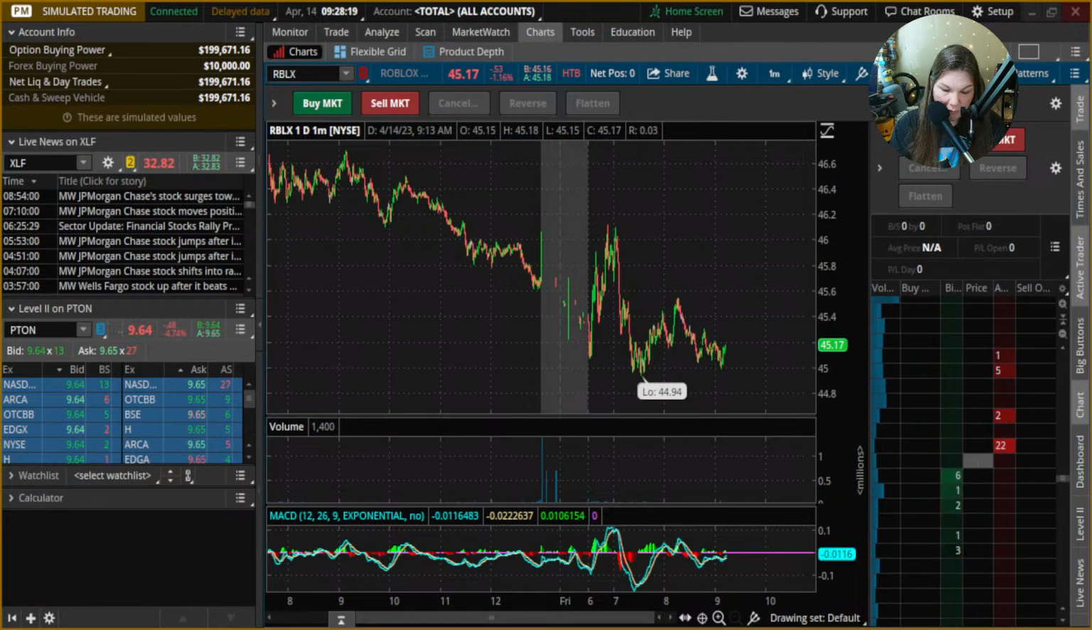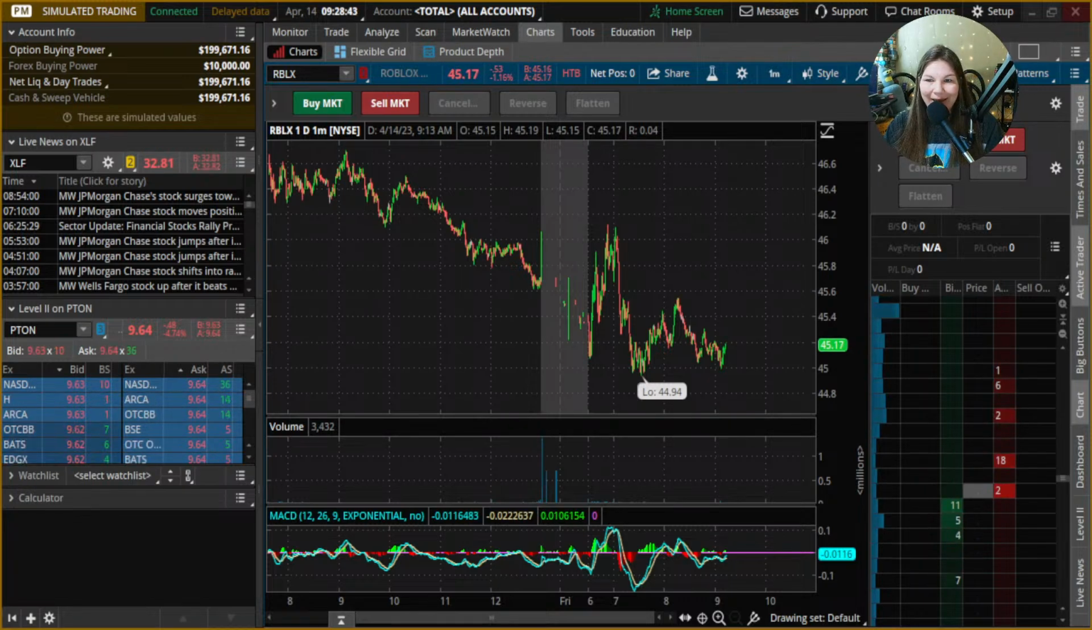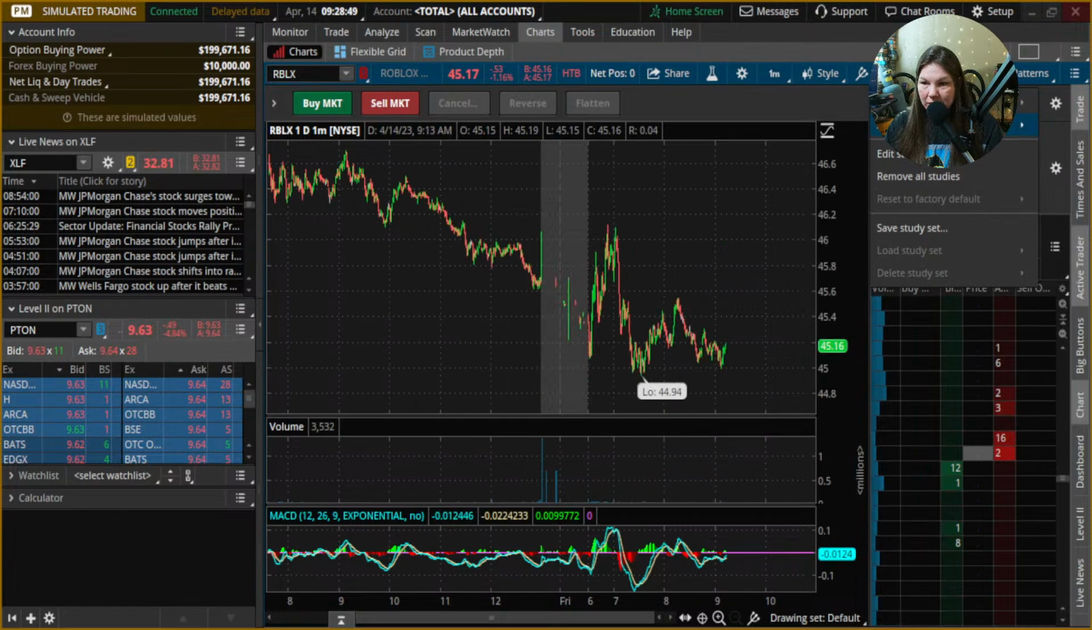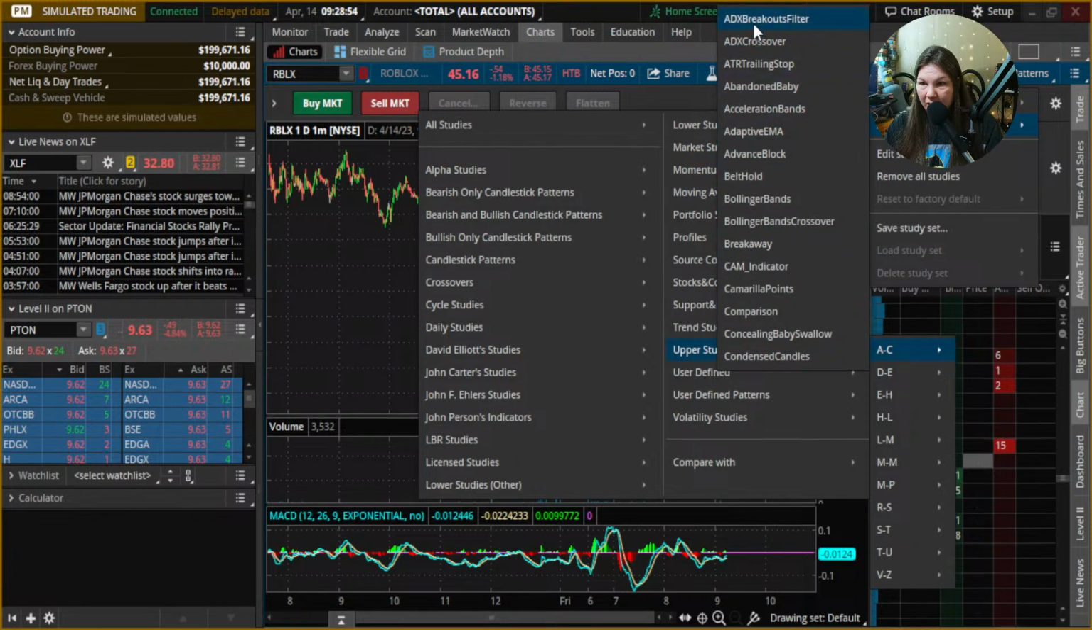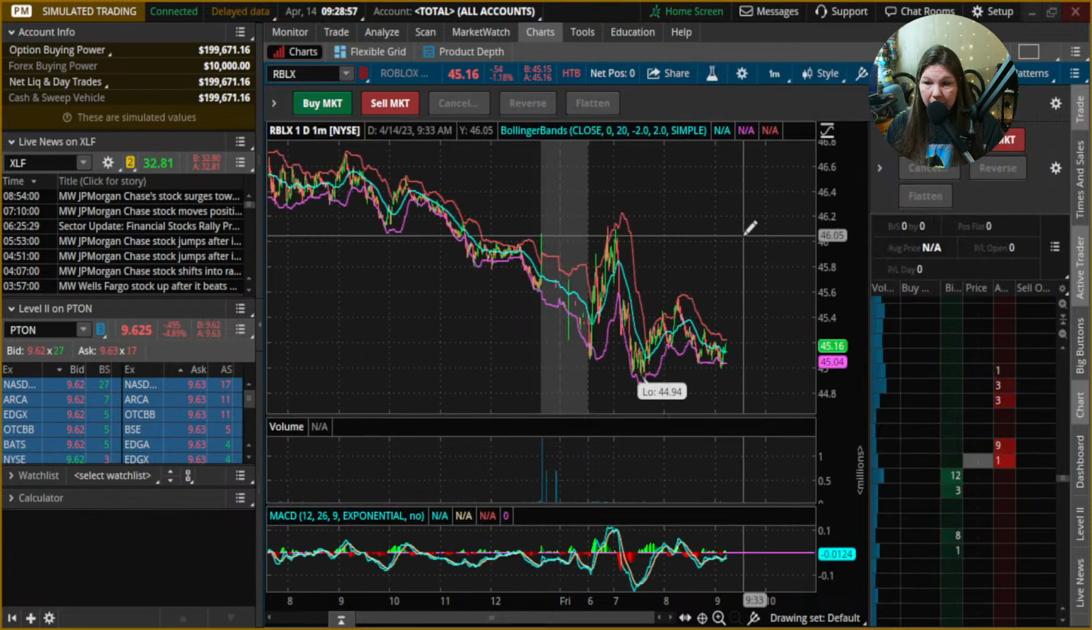How to add Bollinger Bands in Thinkorswim. Okay, let's see. Add studies. Go to add study, upper study, A through D, Bollinger Bands. I got it. Upper studies. So go to studies, go to add studies, add study, go to upper studies, go to B. You guys see how much we have to know? Bollinger Bands. There we go.